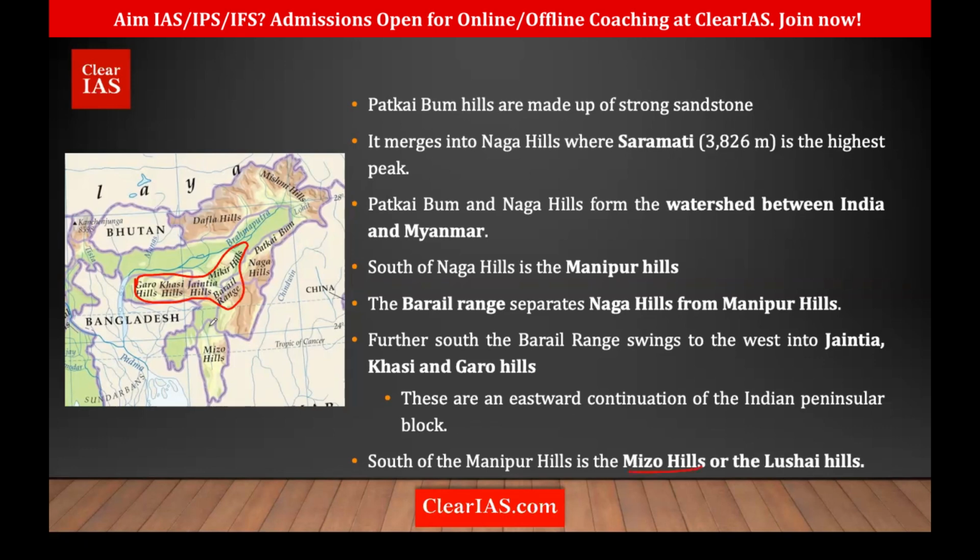That is where Mizoram is. Earlier it was called the Lushai Hills, and now it's called the Mizo Hills. All these are named after the tribals. There are Naga tribals, and in Manipur Hills there are Kuki tribes and Meitei tribes. You'll learn about the tribals when you study other chapters. In the Mizo Hills there are Mizo tribes and Lushai tribes. Clear? So that is the Purvanchal ranges.